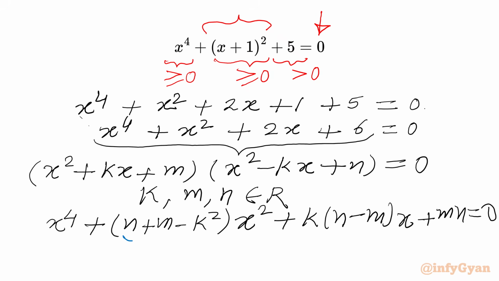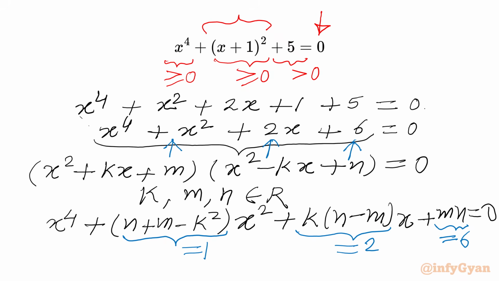Now we are going to compare coefficients. Here we have the coefficient of x square, n plus m minus k square, and here we have 1. So this is equal to 1. Coefficient of x is k times n minus m. Here we have 2, so we will equate with 2. Constant is mn. Here we have 6. So here we can write equal to 6.